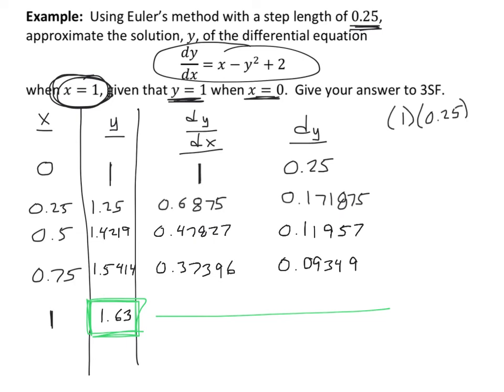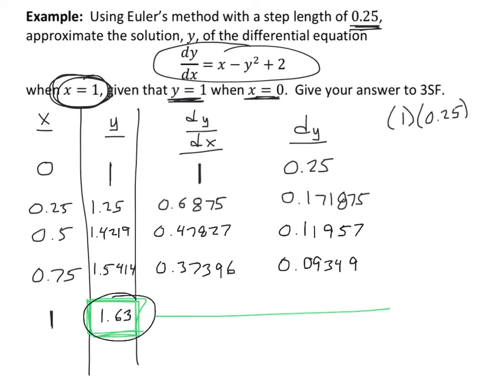So after using Euler's method 4 times, 4 steps through the slope field, we find that our approximation to the value of y when x equals 1 will be this.